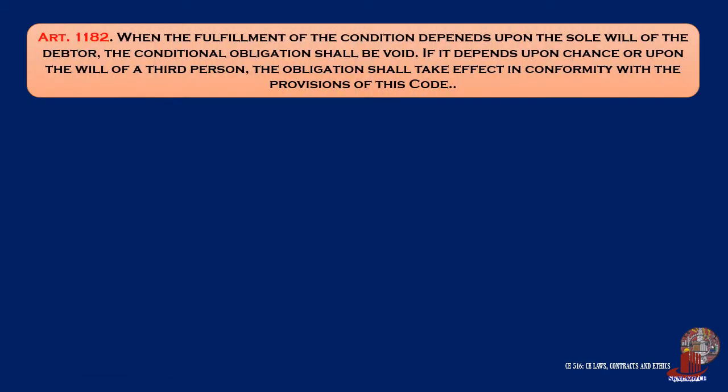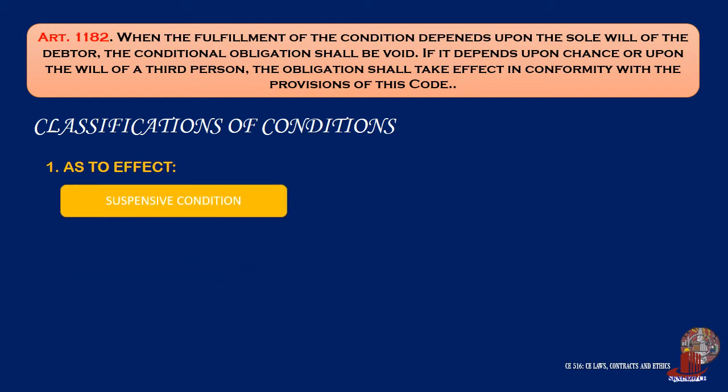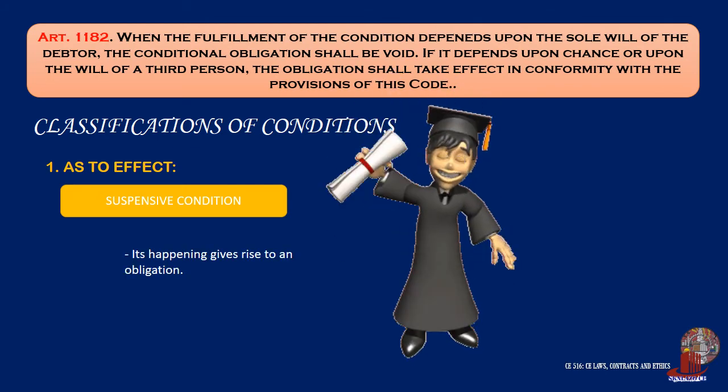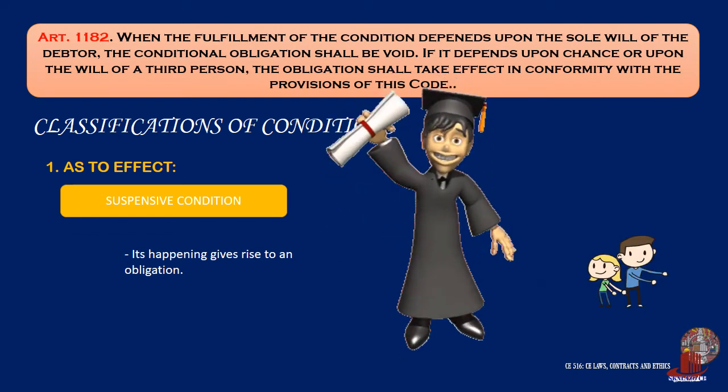Article 1182 says, when the fulfillment of the condition depends upon the sole will of the debtor, the conditional obligation shall be void. If it depends upon the chance or upon the will of a third person, the obligation shall take effect in conformity with the provisions of this code. There are different classifications of conditions. One would be according to effect. First, suspensive condition. This is the happening of which gives rise to the obligation. Like what was discussed earlier, a student's graduation may signal the start of his obligations to his siblings.